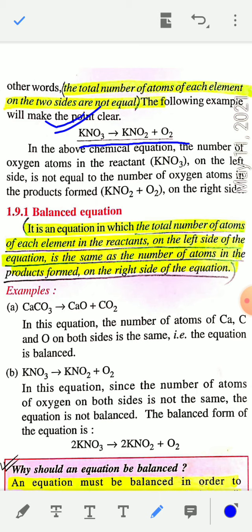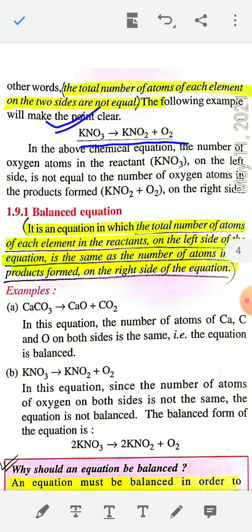Now see what a balanced equation is. A balanced equation is an equation in which the total number of atoms of each element in the reactants on the left side of the equation is the same as the number of atoms in the products formed on the right side of the equation. That is, in a balanced chemical equation, the number of each atom on both sides of the reaction is the same.